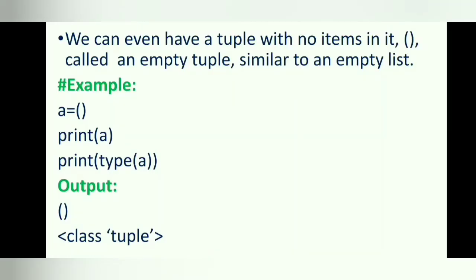We can even have a tuple with no items in it, called an empty tuple, similar to an empty list. Example: in this example, an empty tuple is assigned to the variable a. The first print statement will display an empty tuple. The next print statement will display the data type of the variable a, which is tuple.